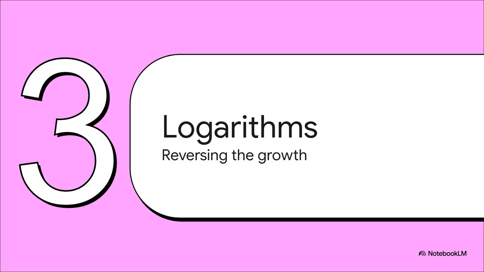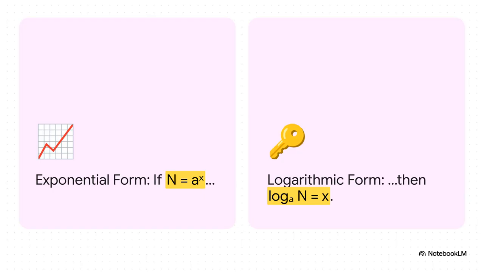Okay, so exponents are amazing for showing how things grow. But what if you need to go backwards? What if you know where you ended up, but you need to figure out how long it took to get there? For that, we need the other half of this power duo, logarithms. The best way to think about this is that they're two sides of the exact same coin. The exponential form says if I start with a and multiply it x times, I get n. The logarithm flips it around and asks, to get to n starting from a, what power did I need?